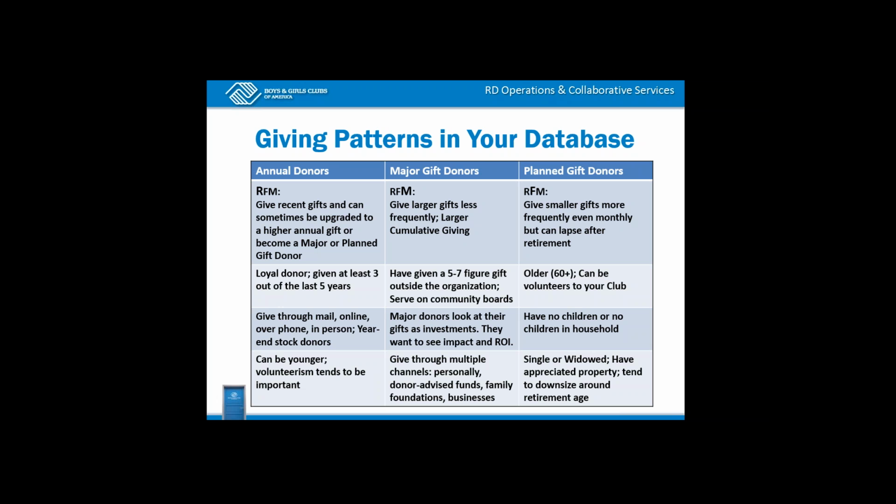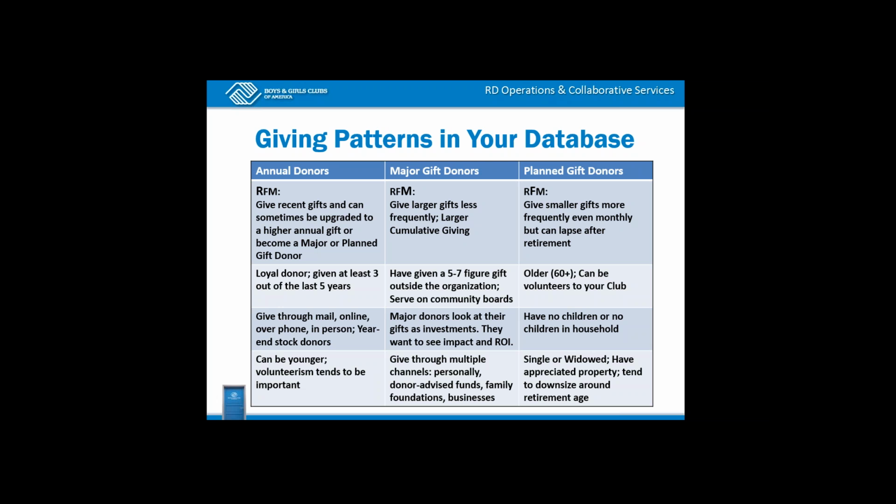They're diversifying their asset structure by having donor advised funds, family foundations, businesses, as well as personal gifts that come from them. And then planned gift donors tend to give more frequently, but they give smaller amounts, even monthly. A lot of times your monthly donors are your planned gift potential donors. But it's also important to note that they lapse around the time of retirement.